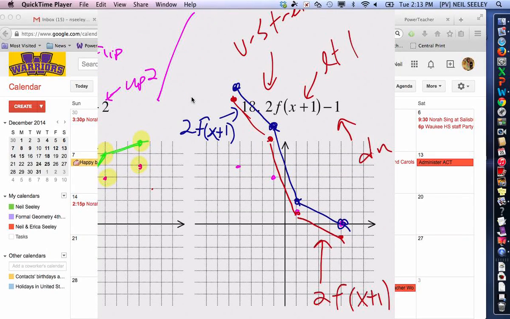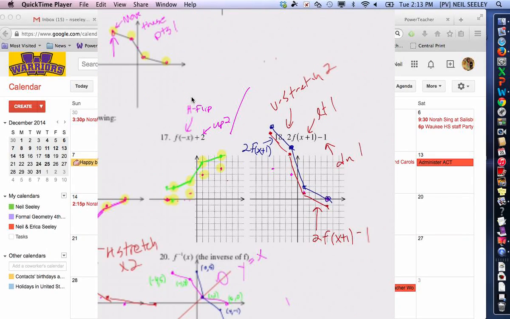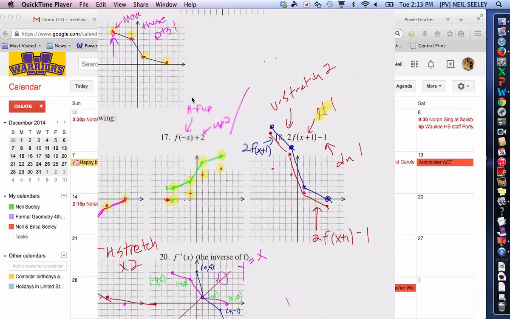Then, this one's the same thing. Is there anything else on this? I did it in parts again. I did left 1 first. So you can see my graph went left 1, then I did a vertical stretch of 2. So this is twice as tall. If you want to see the twice as tall, look at my pink dots that are left 1. Look at their up value, it got doubled.